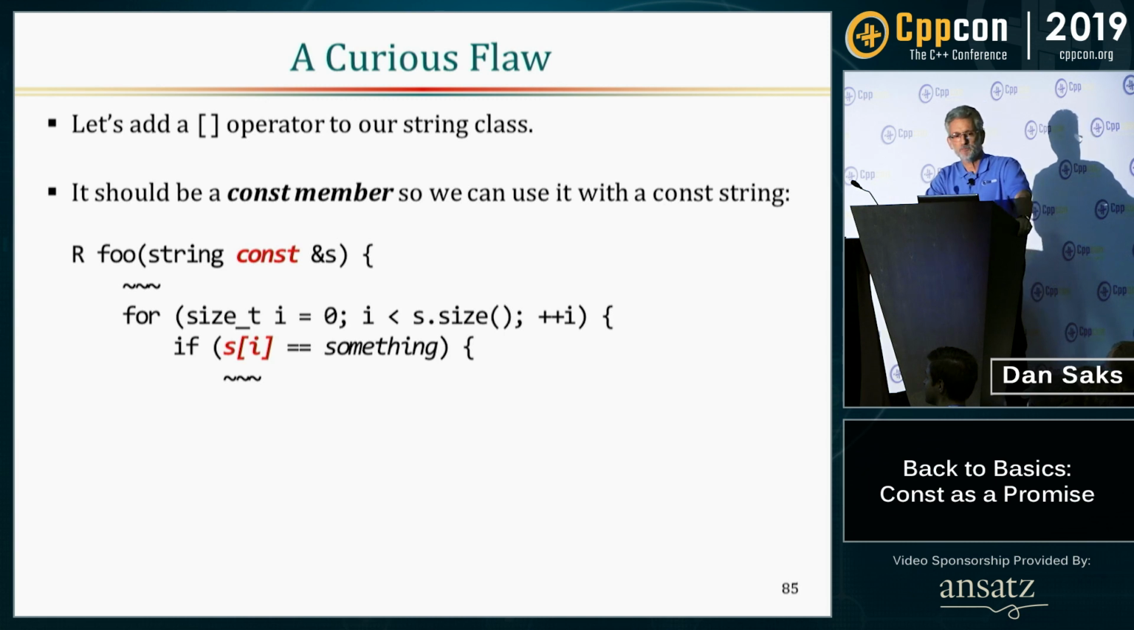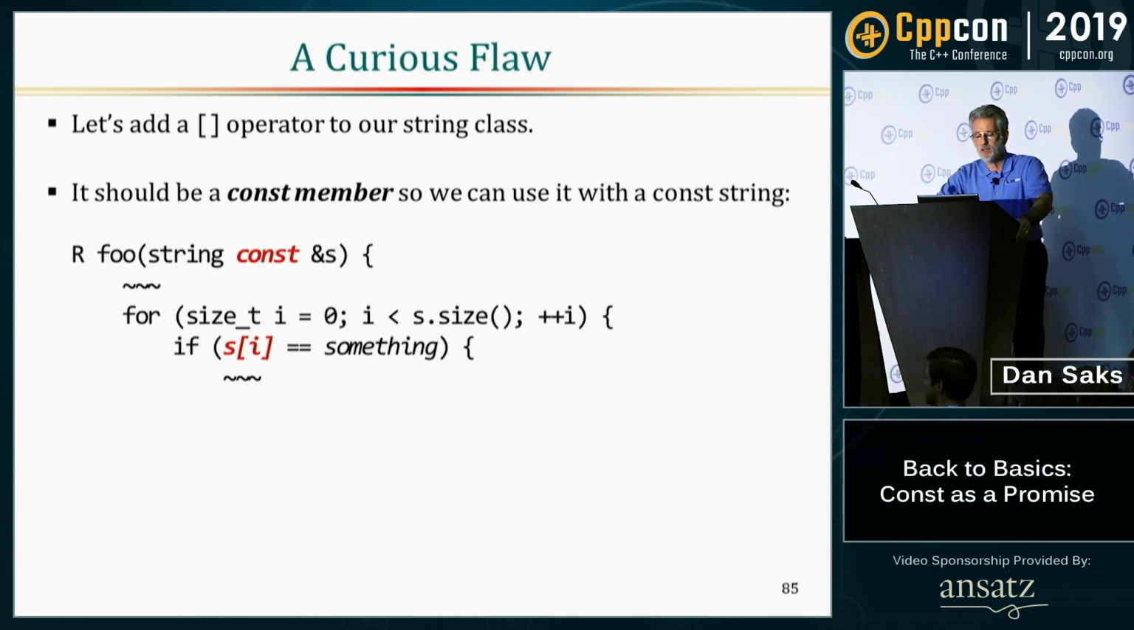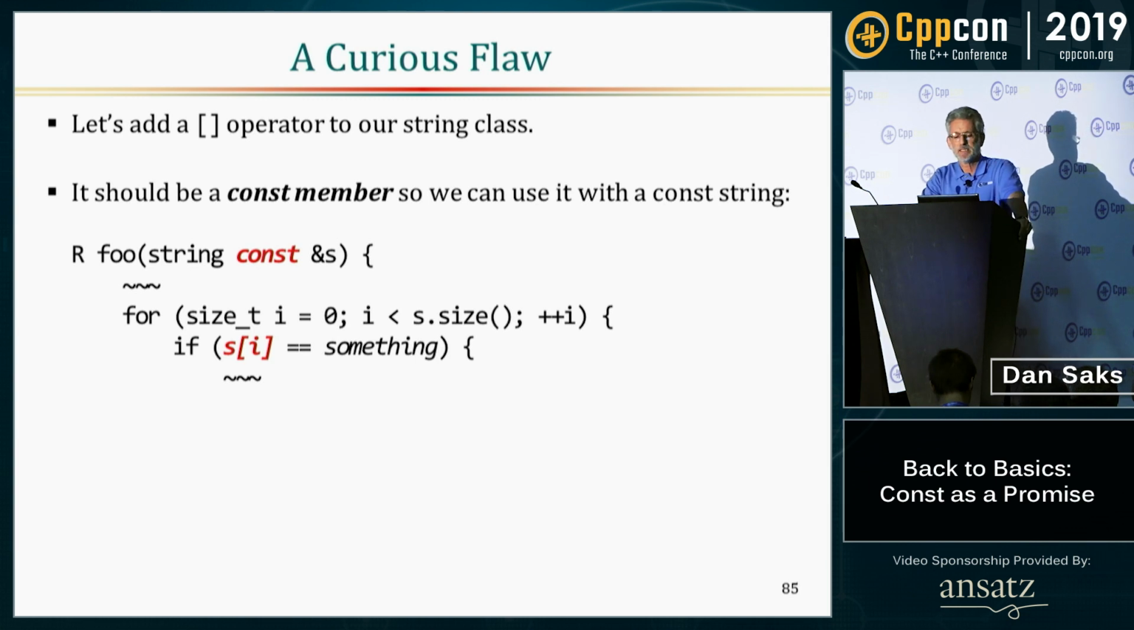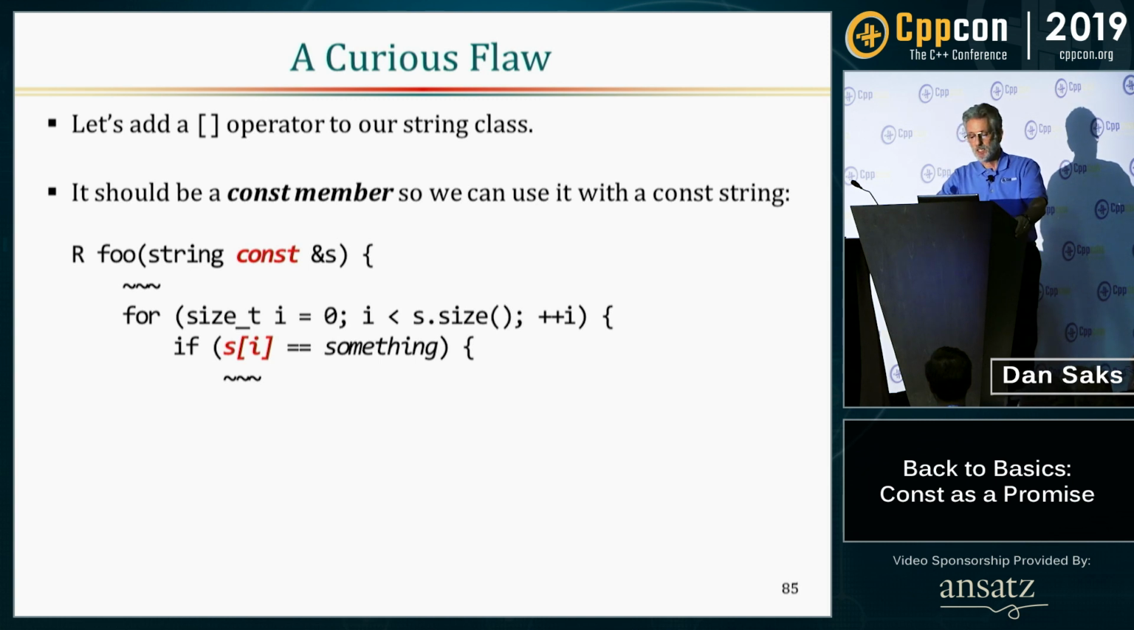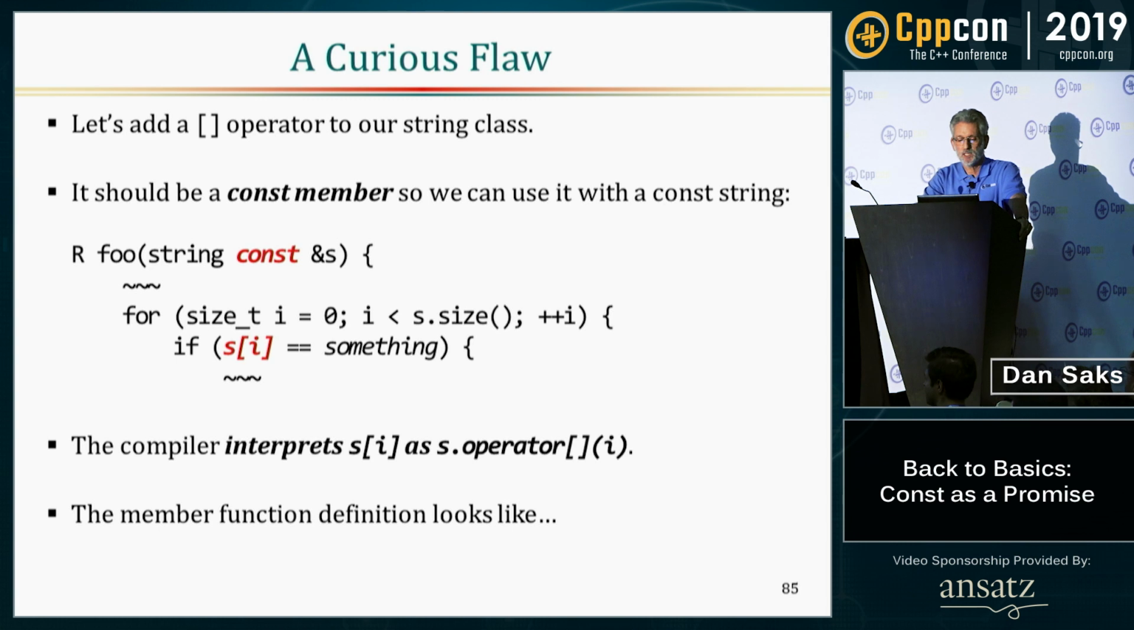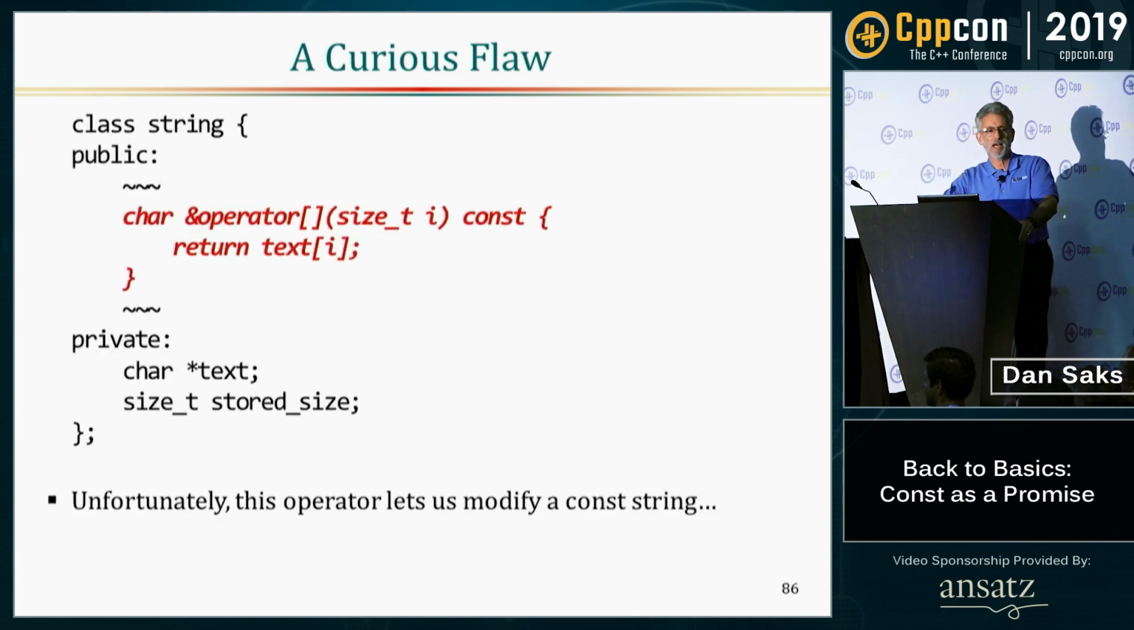There's a curious flaw in const member functions, and that is right here. If we implement a square bracket operator to illustrate this point, let's go ahead and add it. I think square bracket should be a const member function, because if it's not, you can't select an element out of a constant array, like out of a constant string. You want to be able to do things like that. And when the compiler sees s sub I, it will interpret it as s dot operator square bracket of I. And the implementation looks something like that.